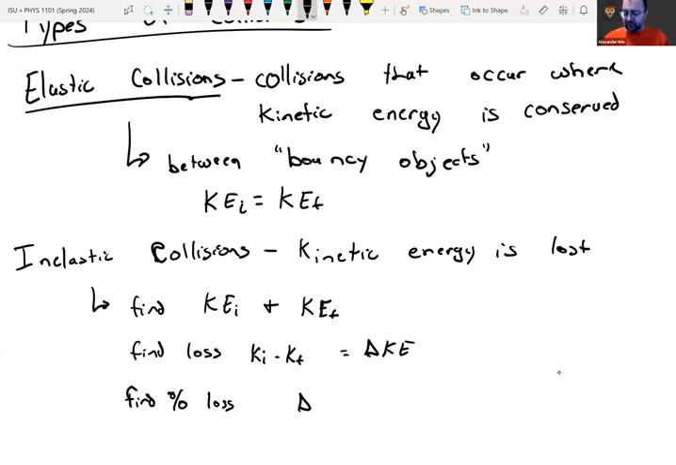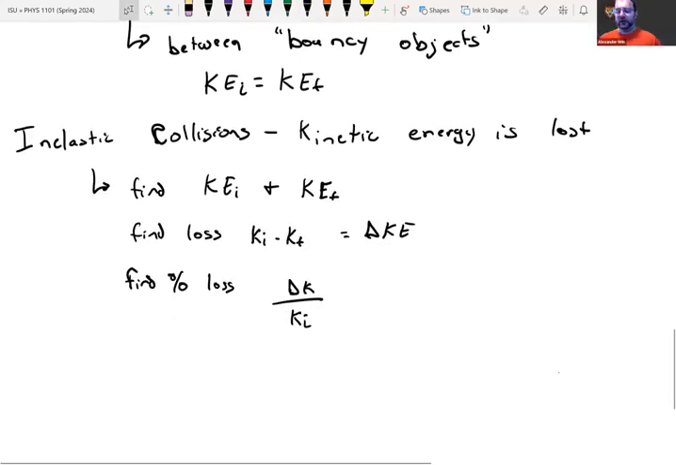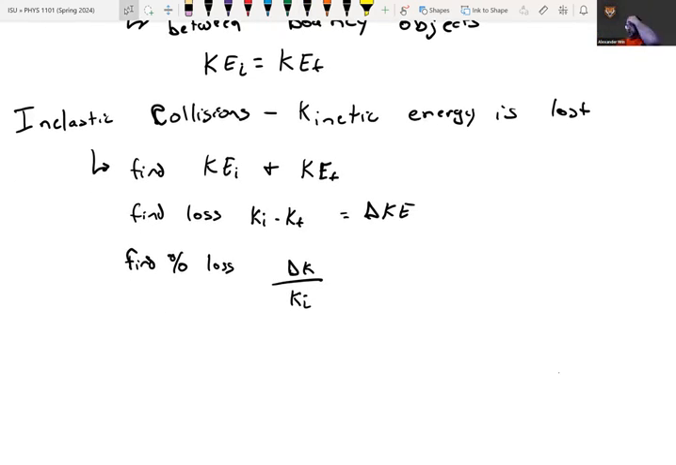So if you wanted to find the percentage loss, that would be your change in kinetic energy, generally represented as a positive number because you're talking about percentage lost over the initial kinetic energy. So those are some of the questions that can come up with inelastic collisions.